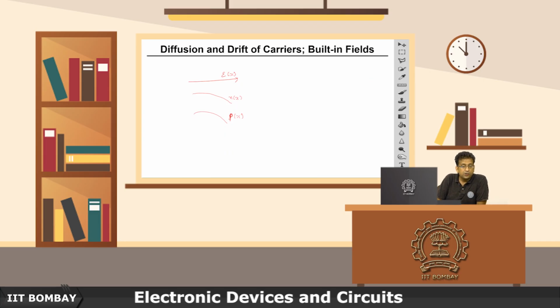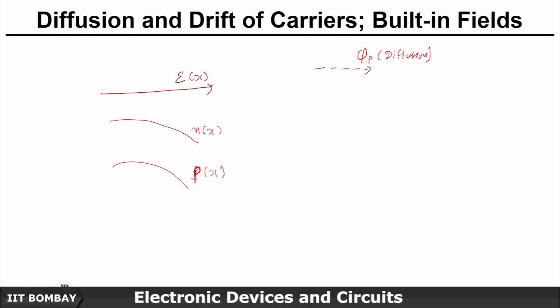So first let's talk about the holes. As I can see here, the hole concentration is going down in this direction. So the flux, I mean the diffusion flux, will be in this direction because concentration is higher here and lower here. So concentration is decreasing in this direction, so holes will move because of the diffusion. So current will be in the same direction. So I can say the current density because of the diffusion of holes will be in this direction.